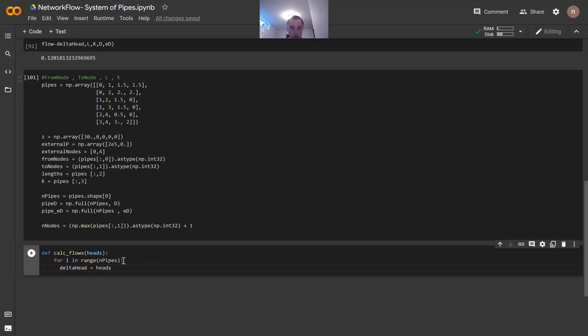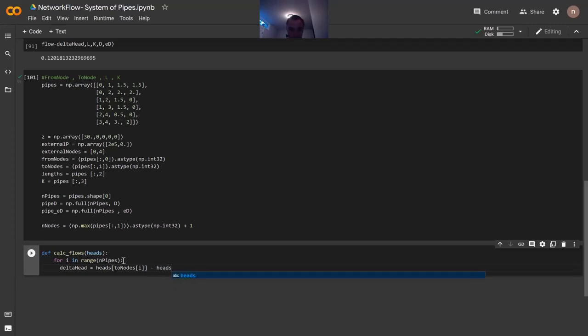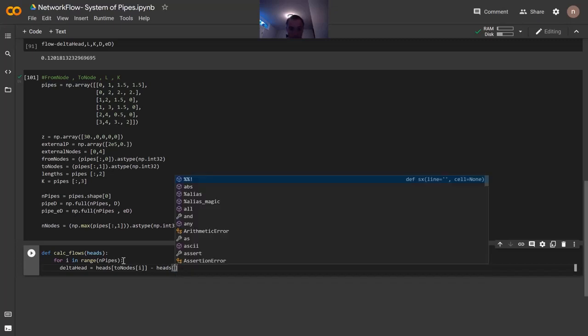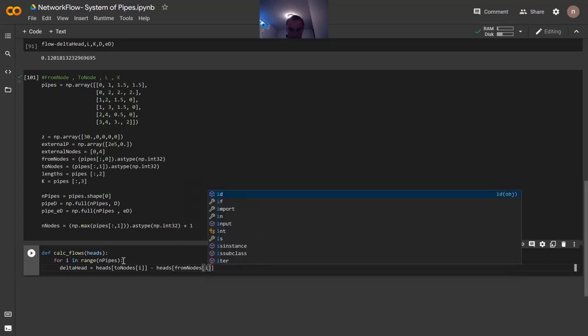And since it's going to be going from a node to a node, we're going to do the from nodes. We're going to iterate through the to nodes minus the from nodes. So we're going to do heads, and then we're going to do the wrong thing. Should have brackets. Heads, and then we have to nodes, and then we're going to iterate through those. So we need our i, and then we have the minus. Since it's the delta head, we need to do the change in heads. So we have the heads from the to nodes minus the heads of the from nodes. And we're also iterating through these from node values.